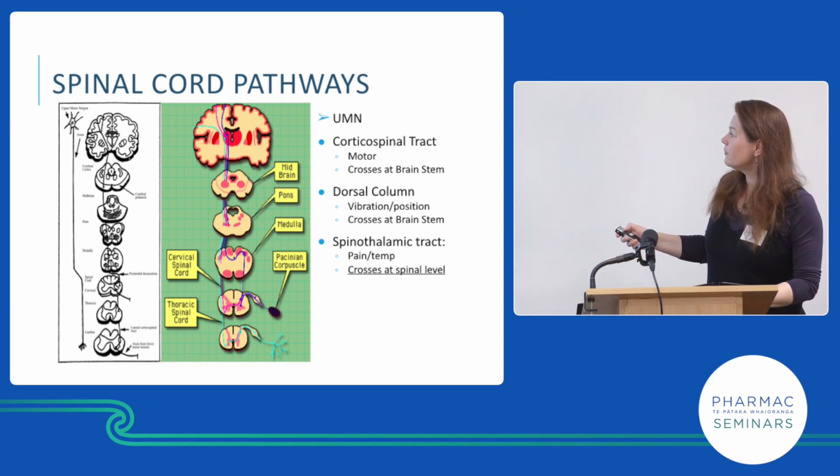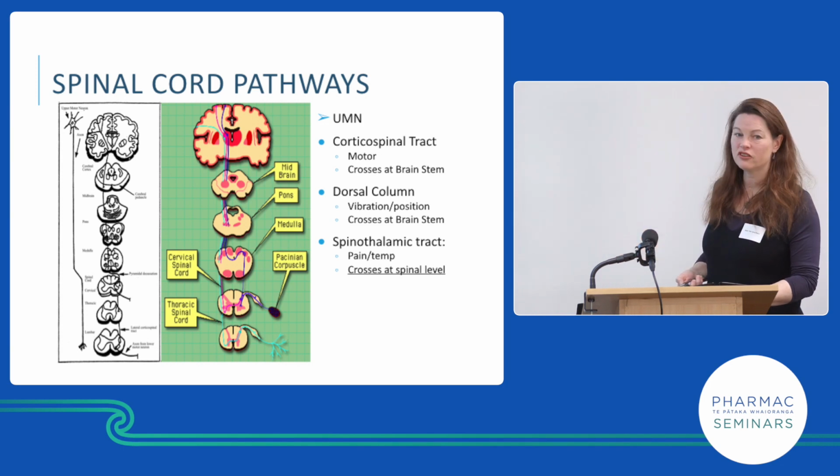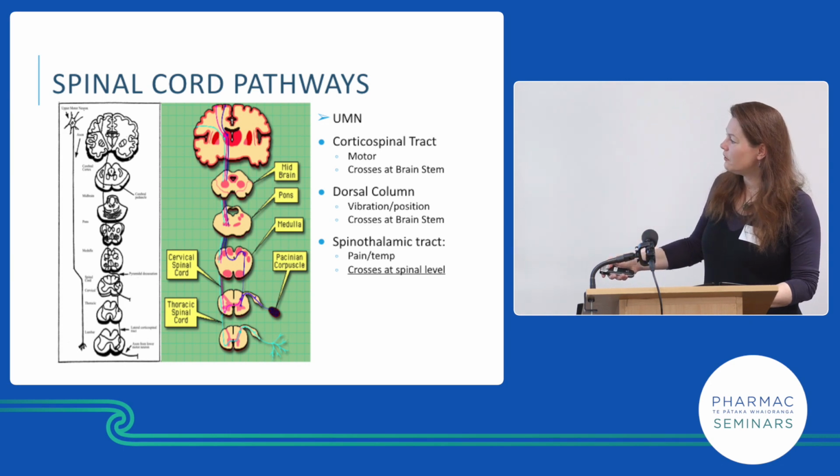Now, the corticospinal tract is motor, the dorsal column is vibration and position, and the spinothalamic is pain and temperature. And these two cross at the level of the brainstem, and this one crosses at the spinal level. So if you look at the spinothalamic tract, it's an ascending tract, so the signal comes up, it crosses right where it enters the spine, and then moves up on the contralateral side.